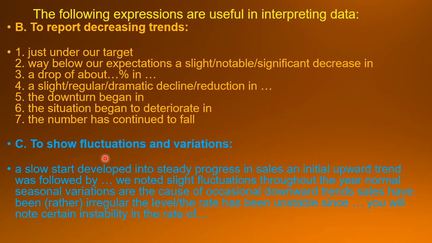Next one, to show fluctuations and variations, for example in a line chart. A slow start developed into steady progress in sales. An initial upward trend was followed by slight fluctuations throughout the year. Normal seasonal variations are the cause of the occasional downward trends. Sales have been irregular; the level or the rate has been unstable since; or you will note certain instability in the rate of. So these are the expressions we can use to show the fluctuations and variations of a line chart or a bar chart, etc. Okay.